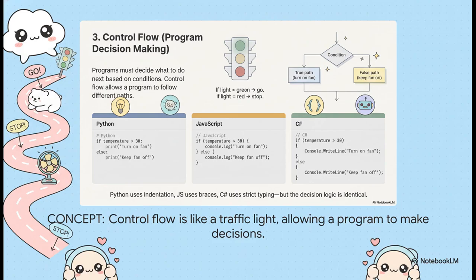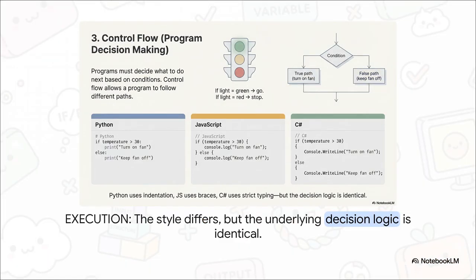You see, programs don't just run blindly from the first line of code to the last. They have to make choices along the way. We call this control flow, and a great way to think about it is like a traffic light for your code. Based on some condition, like is the temperature over 30 degrees, the program decides which way to go, which path to take next. And here's the classic tool for that, the if-else statement.